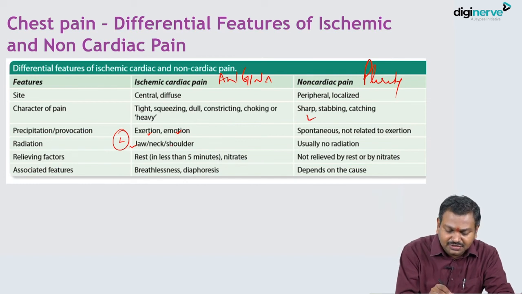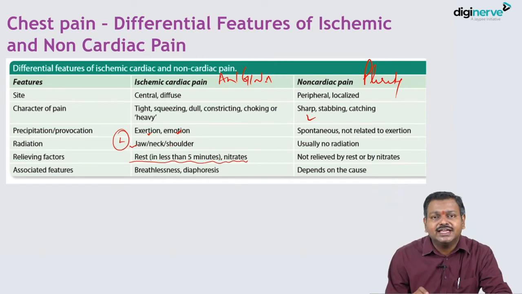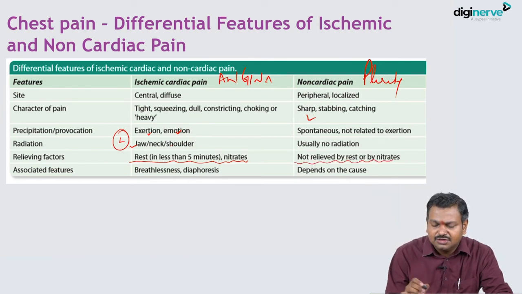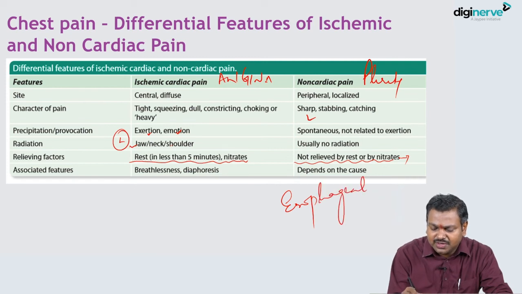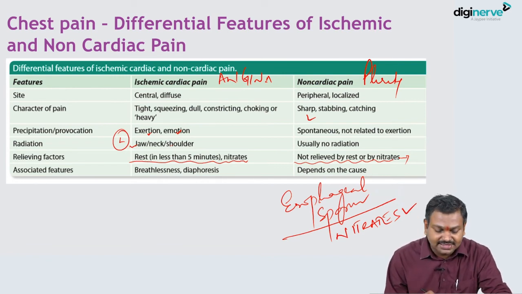Relieving factors are very important. Cardiac angina is relieved by rest or on taking nitrates; the patient takes nitroglycerin and it relieves. Non-cardiac chest pain is usually not relieved by rest or nitrates. The exception you have to remember is esophageal spasm. Esophageal spasm is one non-cardiac condition which is relieved by nitrates, so remember that esophageal spasm is also relieved by nitrates.